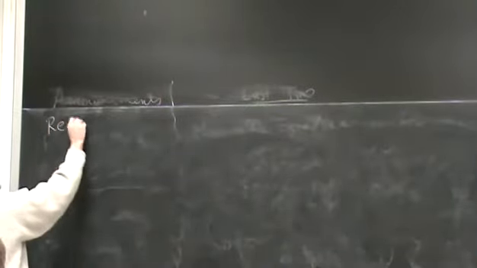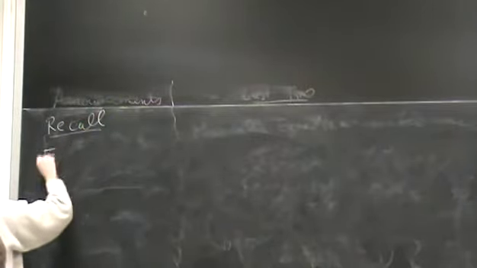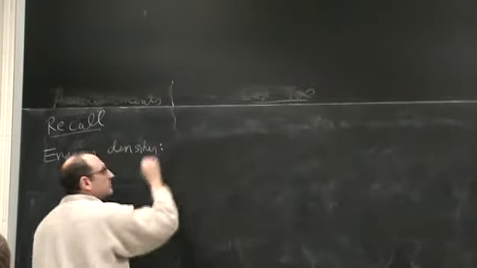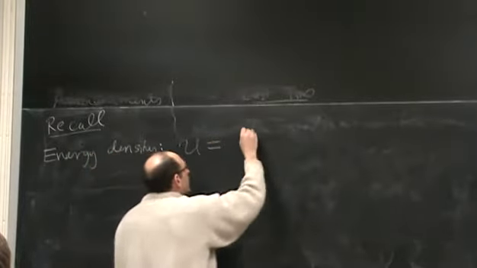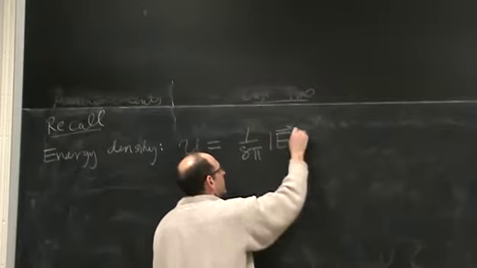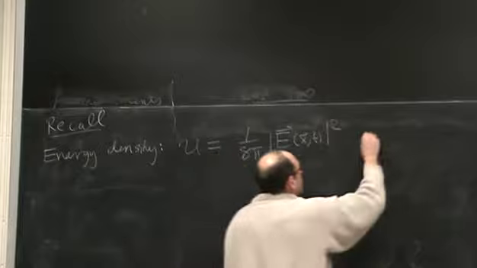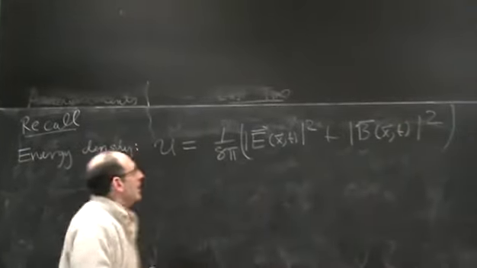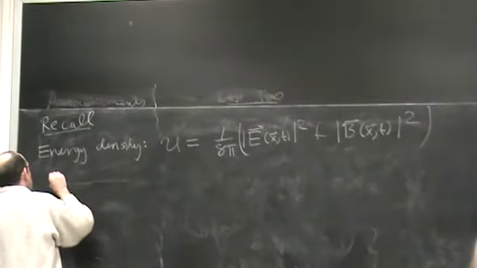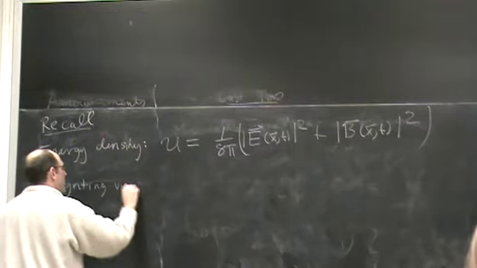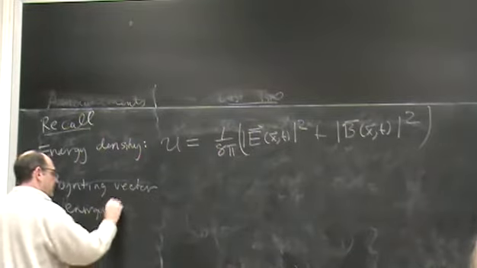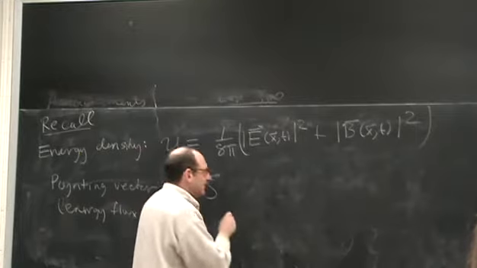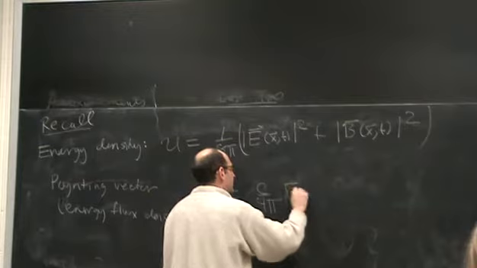So recall the energy density U is equal to 1/8 pi times the magnitude of the electric field squared, plus the magnitude of the magnetic field squared. In this case, it can generally vary as a function of position and time. And the Poynting vector, which represents the energy flux density, a different S, not that S, totally different, is c/4 pi E cross B.